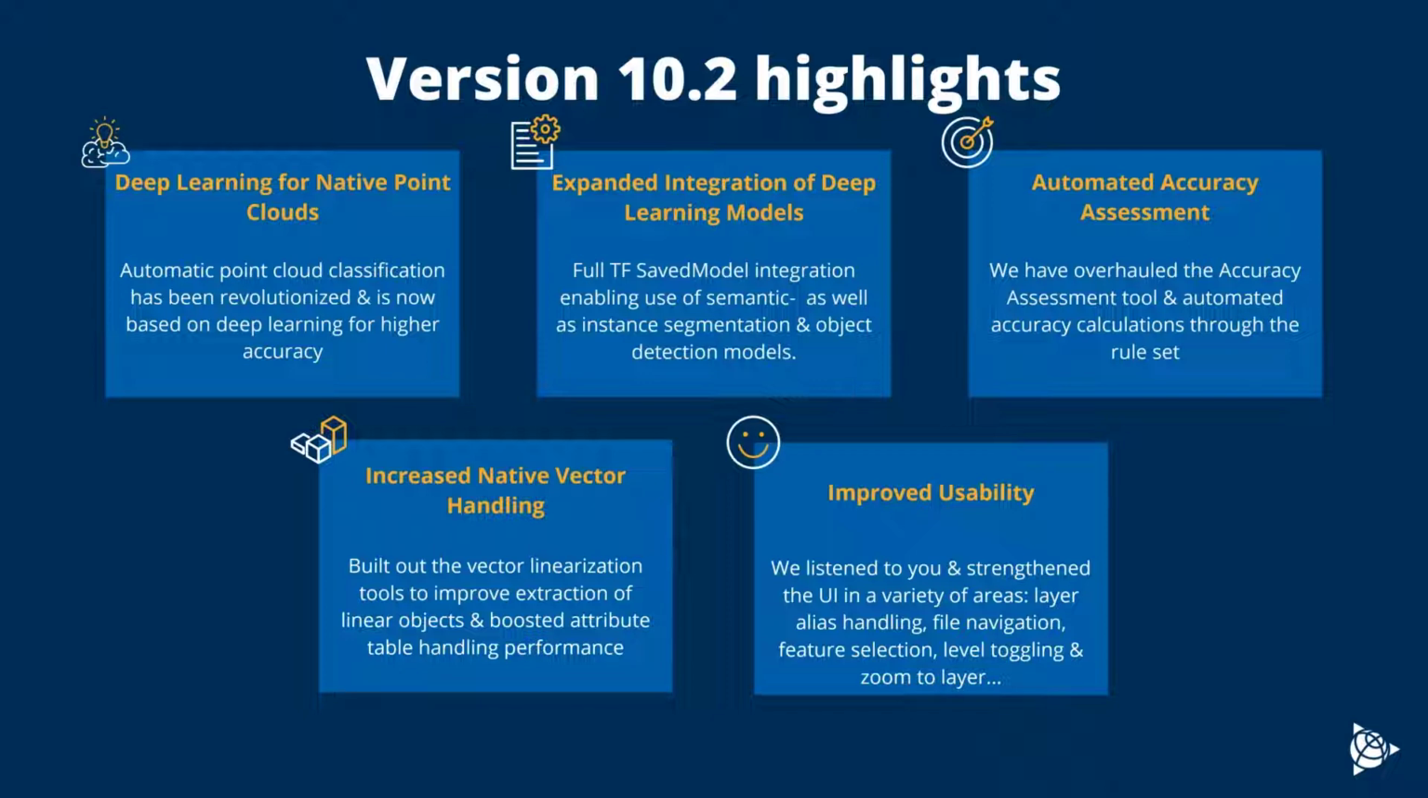Level toggling is back, so for those of you that made that wish known to us, you can now toggle between different image object levels again very quickly. And also, one of my personal favorites, it took us a while to get here, is zoom to layer. You can zoom to the extents of any type of layer within eCognition, whether it's raster, point cloud, or vector.